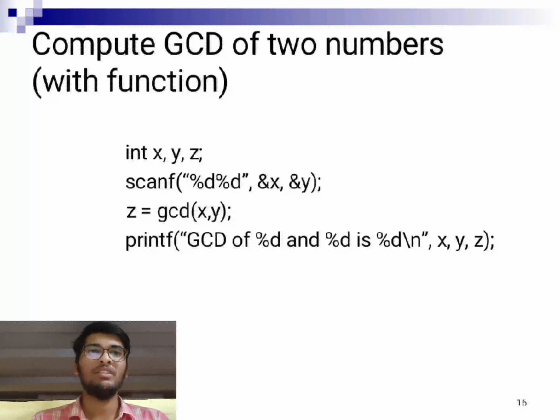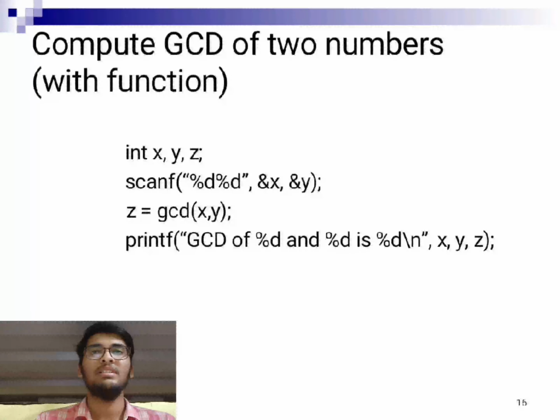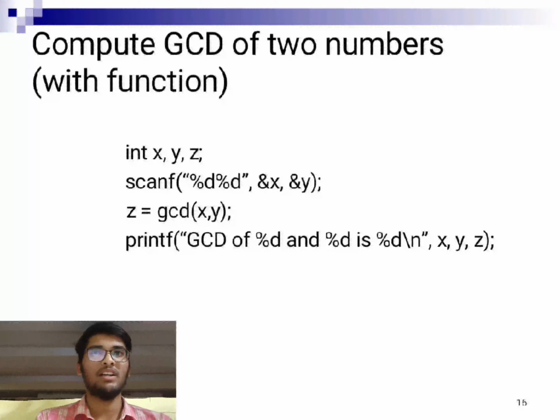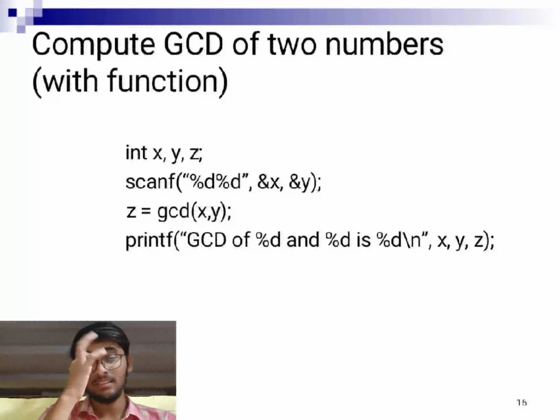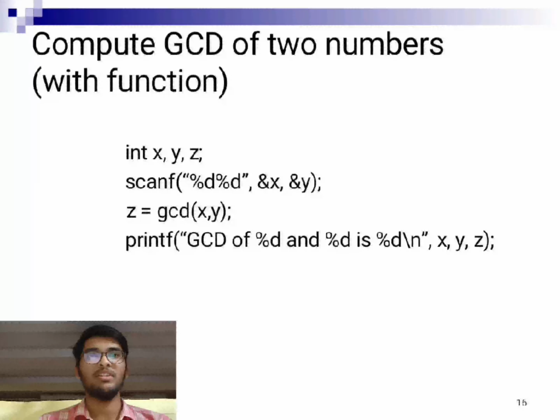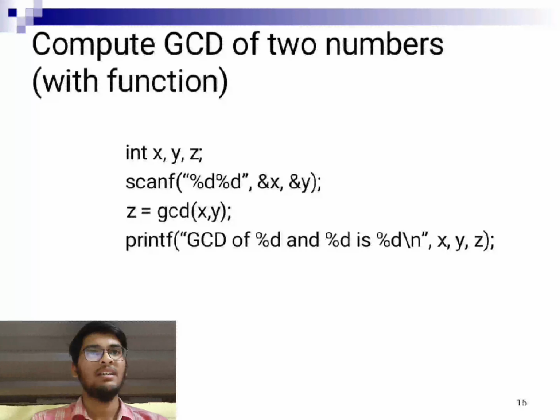Now the same program, compute GCD of two numbers, with functions. Here x, y, z are initialized and are of int type. Scanf %d comma ampersand of x and ampersand of y means taking two values, reading x and y values and storing them in x and y. Z equals GCD, where GCD is a function of x comma y. X comma y are the parameters. Printf GCD of %d and %d is equal to %d, comma x comma y comma z.